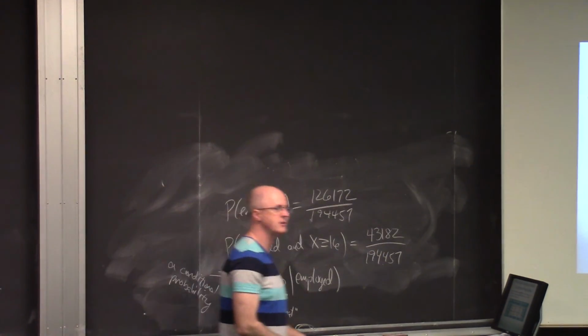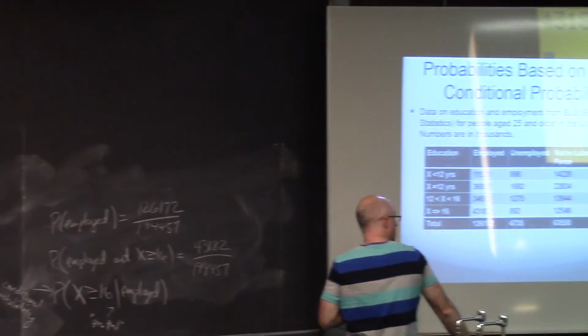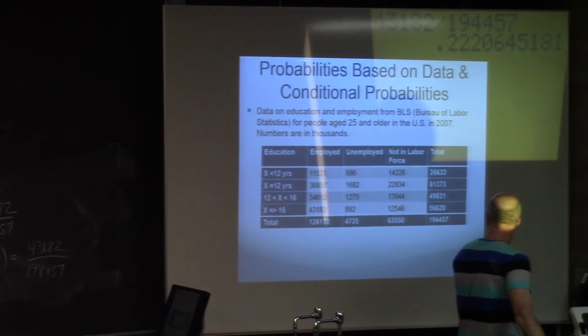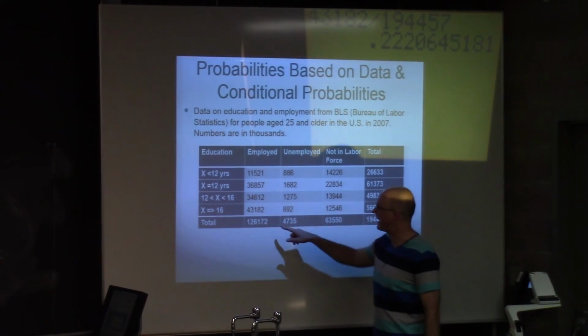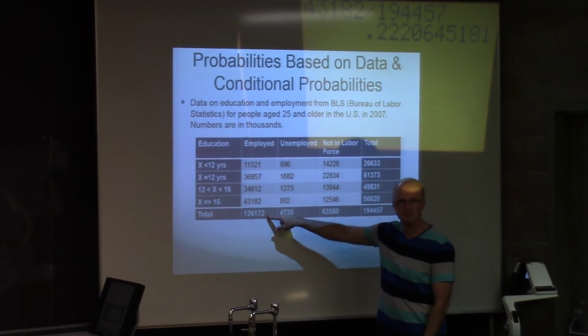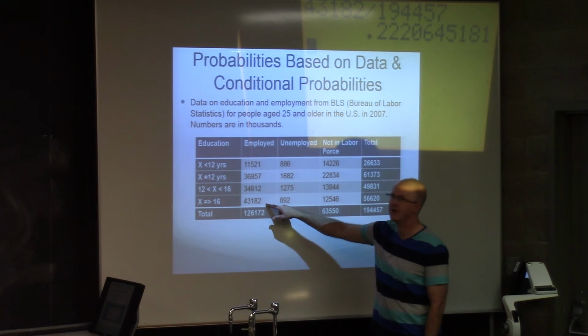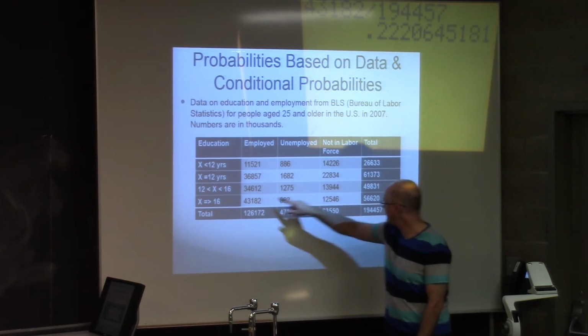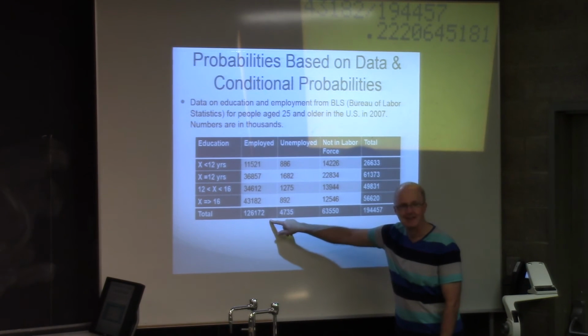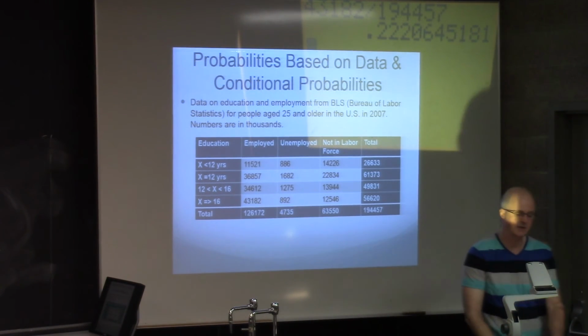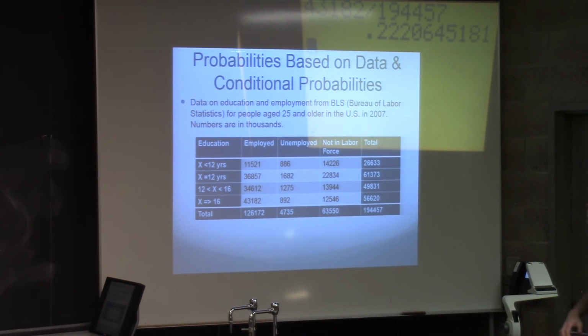Essentially, you're narrowing down your sample space. You're only going to focus on those people that you know are employed, these people, 126 million of them. What fraction of them have completed 16 or more years of school? It's not that divided by that, it's this divided by that. It's a higher percentage because it's a smaller sample space.